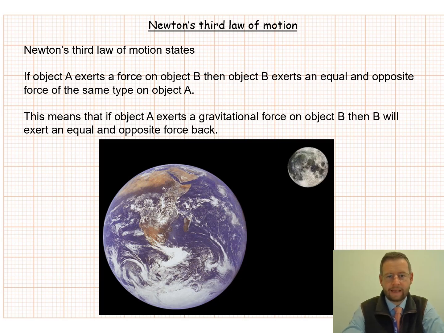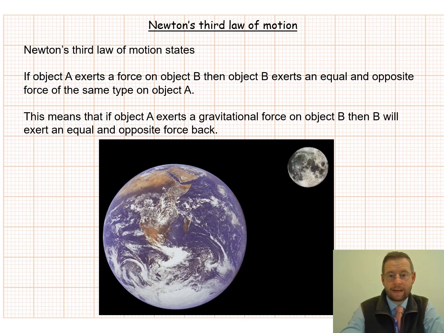If object A exerts a force on object B, then object B exerts an equal and opposite force of the same type on object A. Now, that's not what Newton said. Newton said for every action there is an equal and opposite reaction, but that won't get you the marks in the exam. You need to talk about objects A and B.